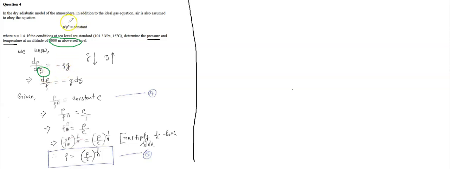Now here it is given that P over rho^n is equal to a constant, so let's say constant C. Can we write something like that? P over rho^n equals C. This is the same thing: P by rho^n equals C.